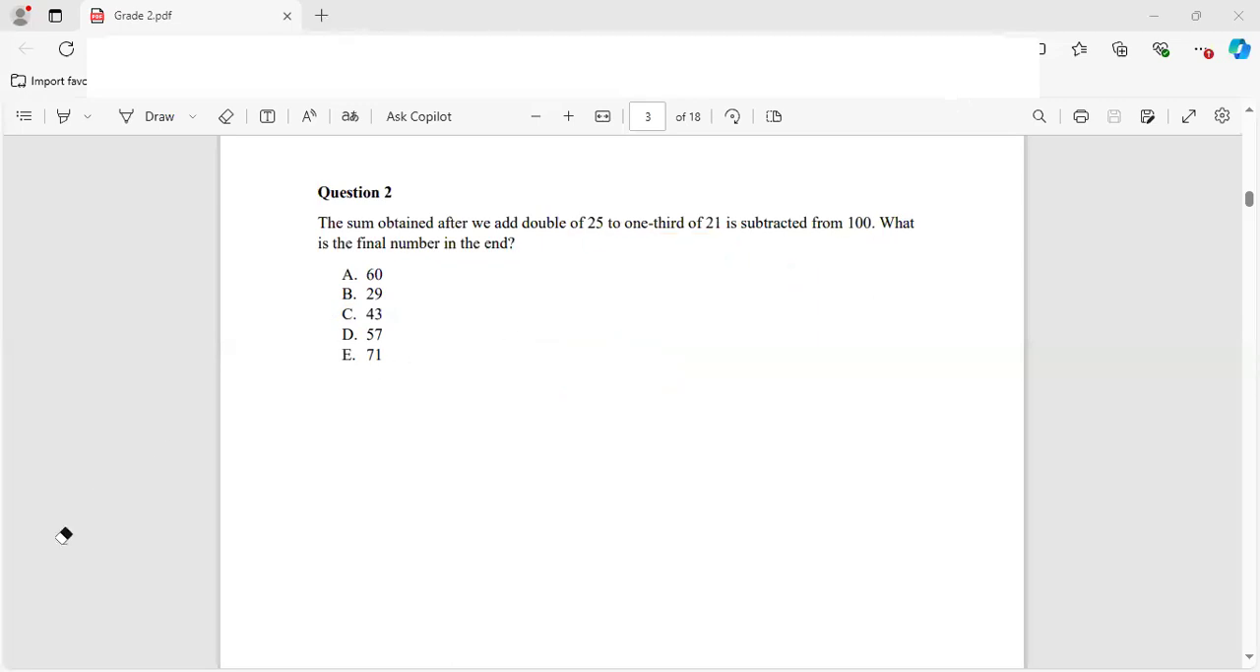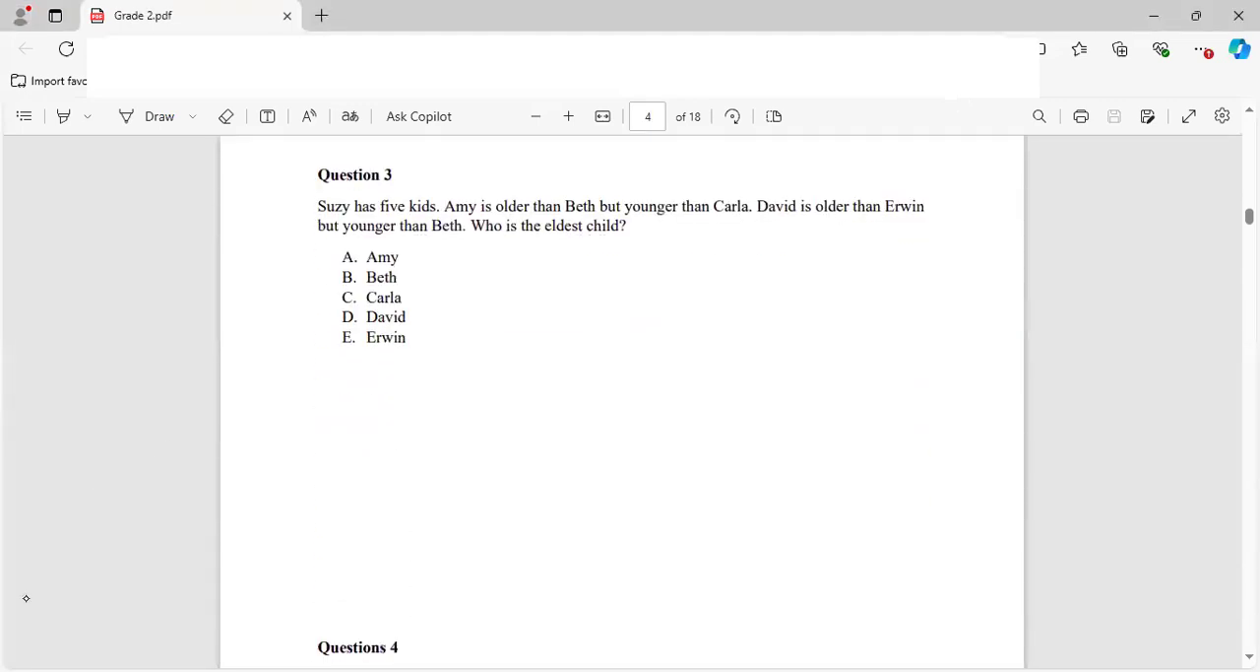Let's move on. Question number 3. Susie has 5 kids. Amy is older than Beth but younger than Carla. David is older than Erwin but younger than Beth. Who is the eldest child? So we can do it this way. Let's just take any number. Let's just name them A, B, C, D, E.